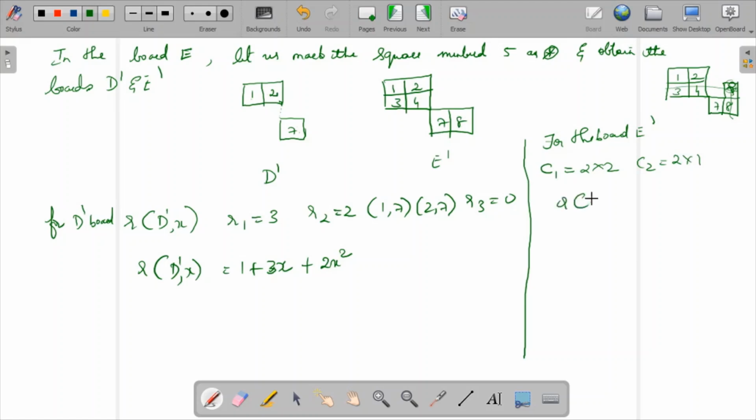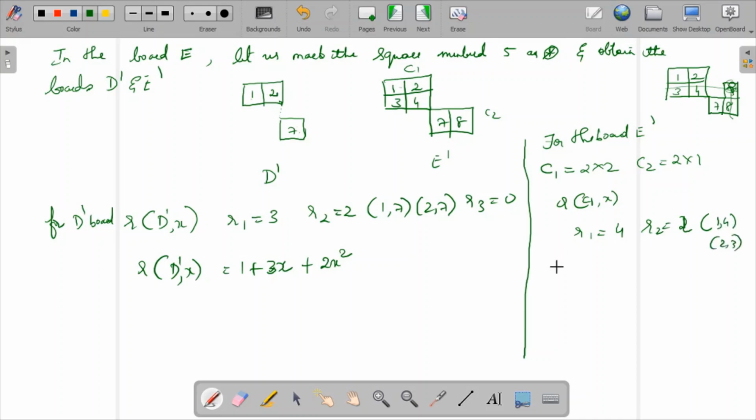So first we have to find R of C1 of X. For C1, R1 is 4, since there is just one value, 1 4. R2 will be 2. What are the pairs? 1 4 and 2 3.